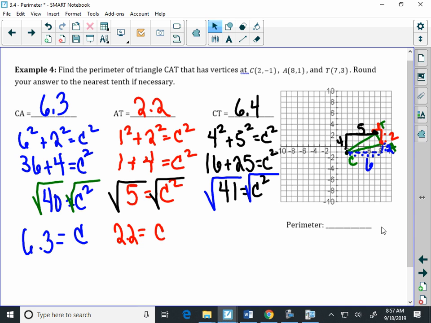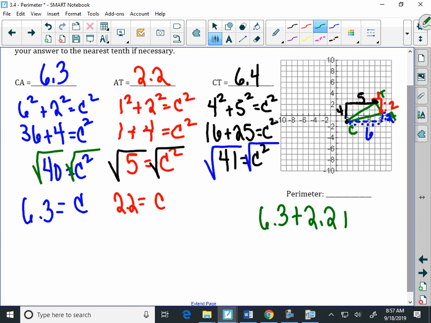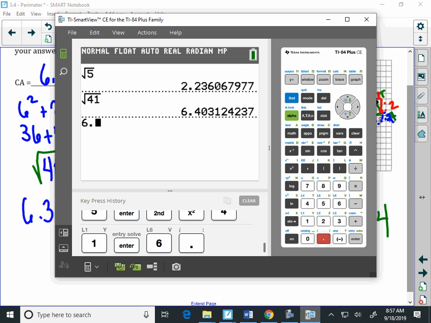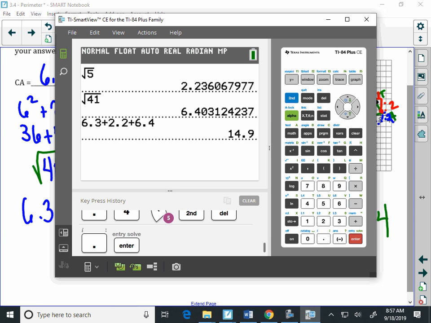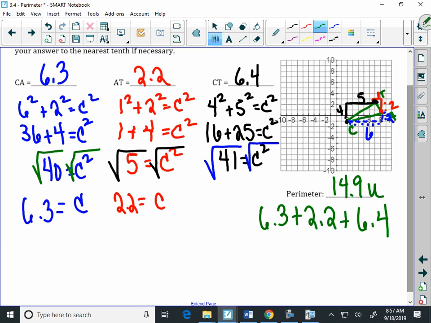And when we figure out what our perimeter is, we're going to take those values, the 6.3 plus the 2.2 plus the 6.4, and we're going to add those together. 6.3 plus 2.2 plus 6.4. You've got to type it in right. This is going to be easier said than done, but 2.2 plus 6.4, and we end up with 14.9 units for our perimeter, for the distance around.